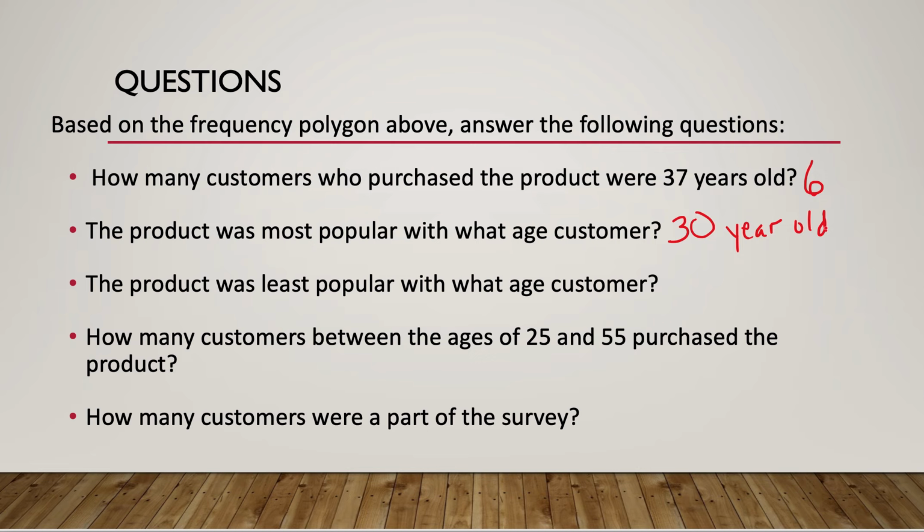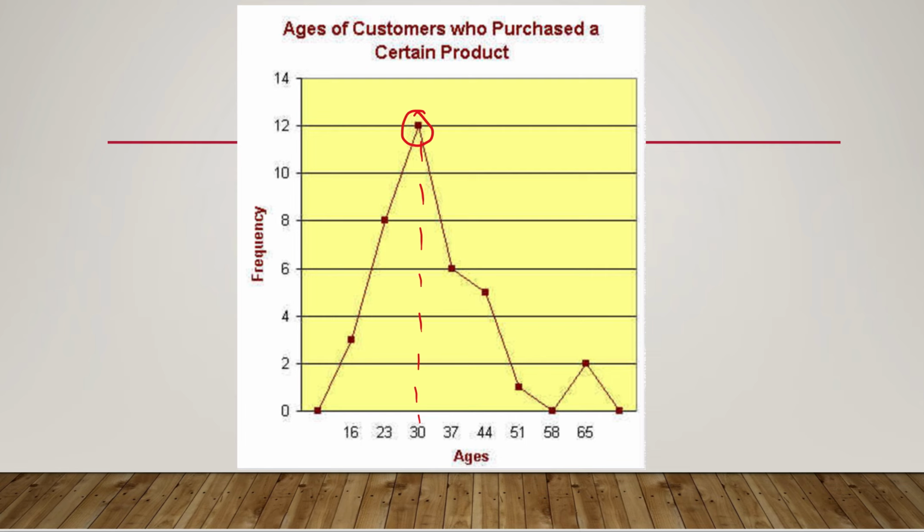Okay, the next question says the product was least popular with which age customer? All right, so least popular would correspond to the lowest point on the graph. Now, this is my lowest point on the graph that actually corresponds to an age. Remember that this last point over here is just where we brought the graph down to the x-axis, but there's no age underneath. So for least popular, we're going to reference back to our lowest point on the graph that corresponds to an age, and we'll see that that's 58.